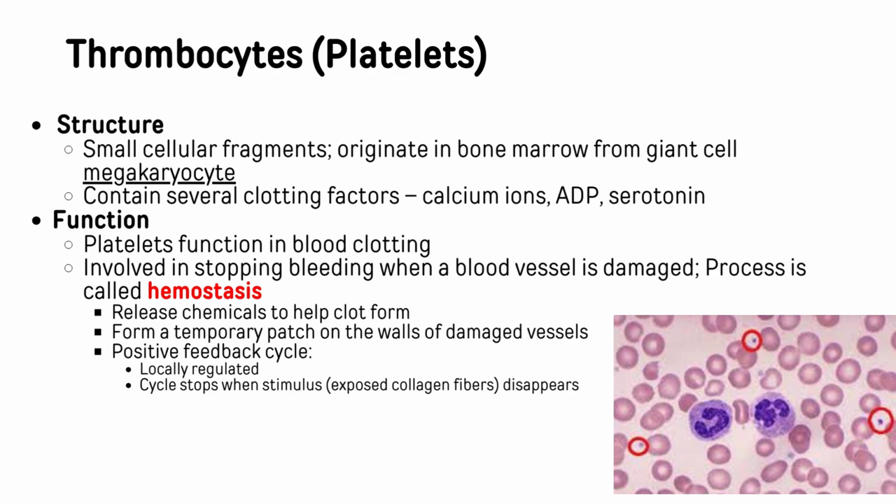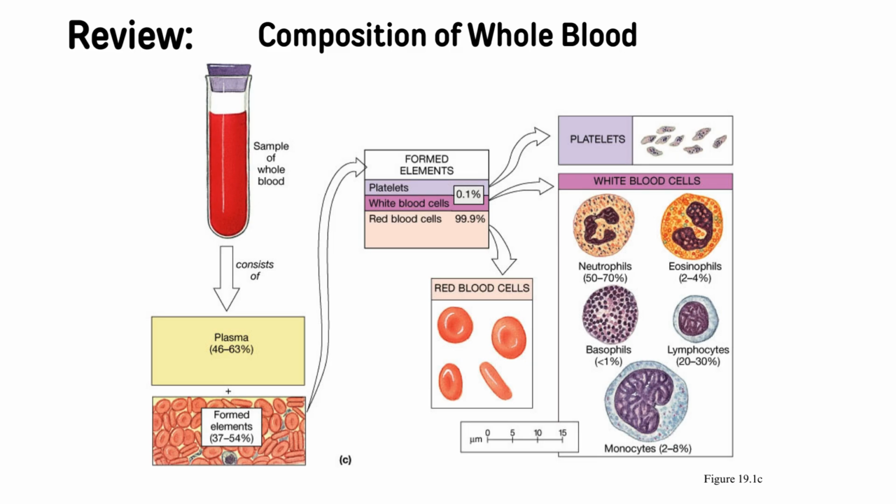Stopping bleeding is a process called hemostasis, and part of that is forming a platelet plug. So platelets have to release chemicals so they can both stick to a torn vessel wall and also make other platelets sticky, which initiates a positive feedback cycle. Now, positive feedback cycles in the body have to be very locally regulated because the cycle has to stop when the stimulus disappears, or else this amplifying process that is a positive feedback cycle can get out of control.